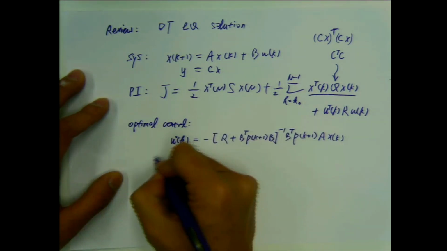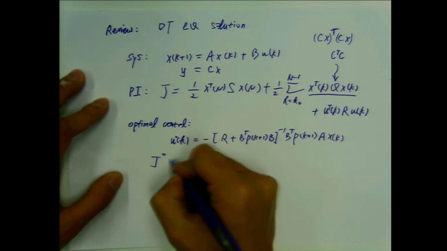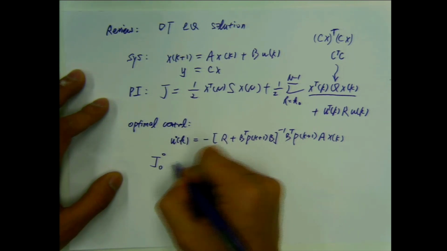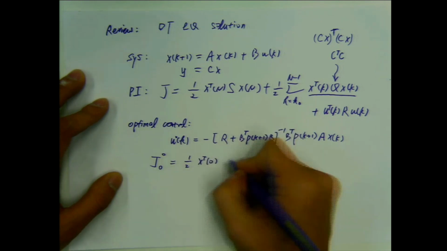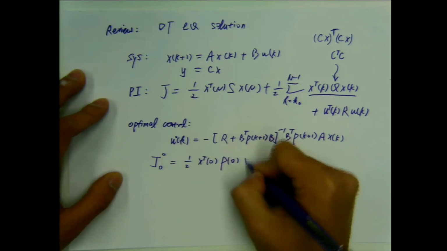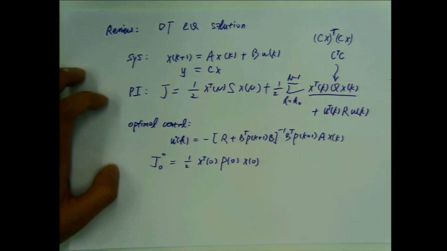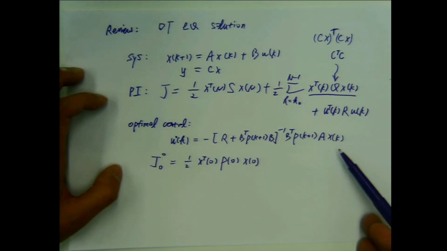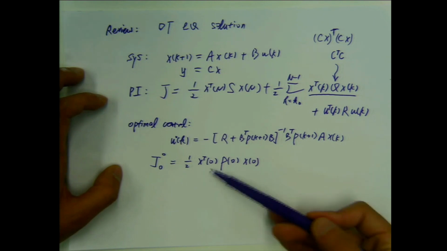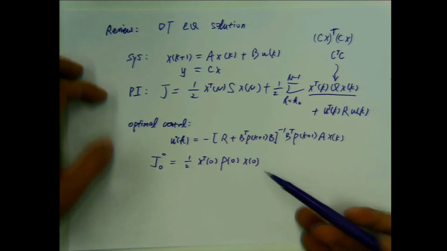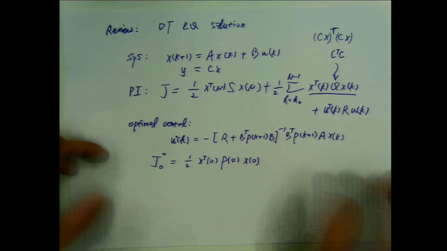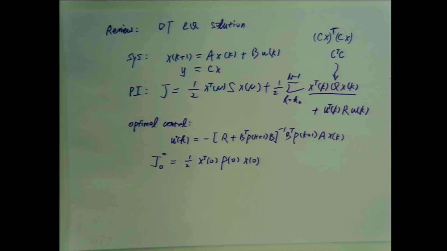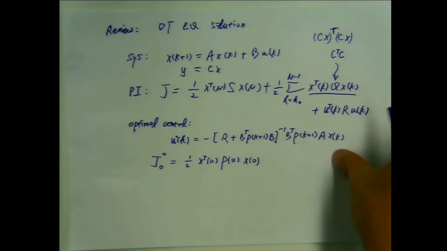And the optimal cost, J optimal at time 0, is going to be a quadratic function of the initial state, x0 transpose P0 x0. So the optimal cost is a quadratic function of the initial state. Last time we derived the Riccati equations for this P. I won't repeat it again. This is what we discovered.